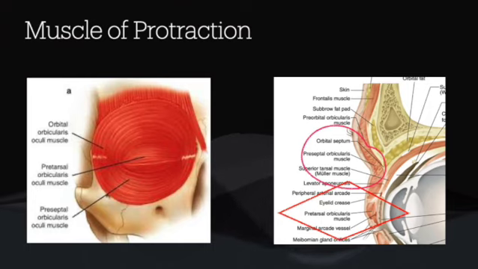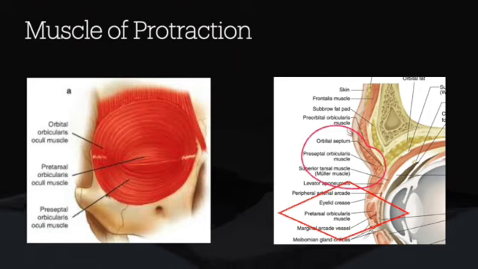Coming to orbicularis oculi, it is a striated muscle, and it is a muscle of protraction. Here, if you are seeing this muscle from the front, you see circular muscle fibers running in a concentric fashion. We have two parts of the orbicularis muscle. One is the orbital part and the other is the palpebral part. In this picture, you can see the palpebral part is divided into pretarsal and preseptal.